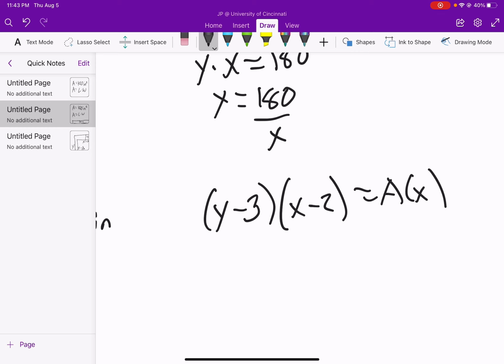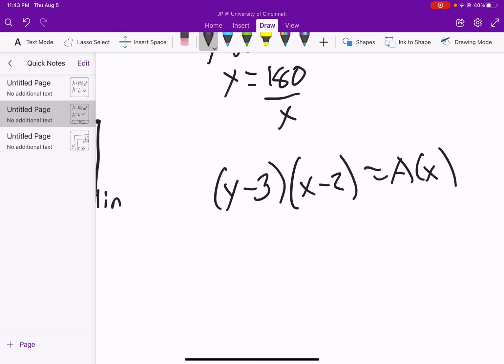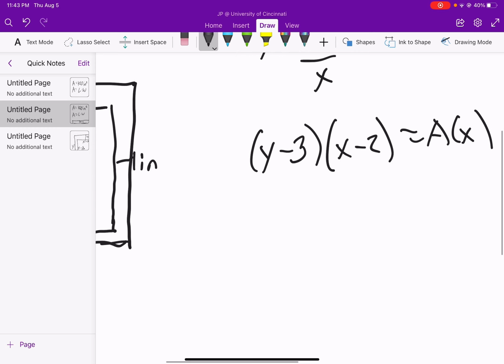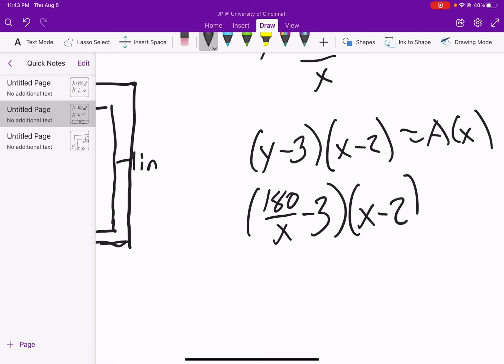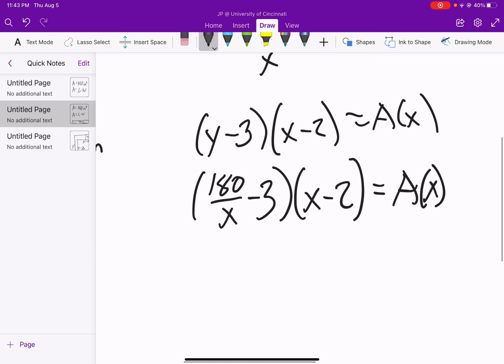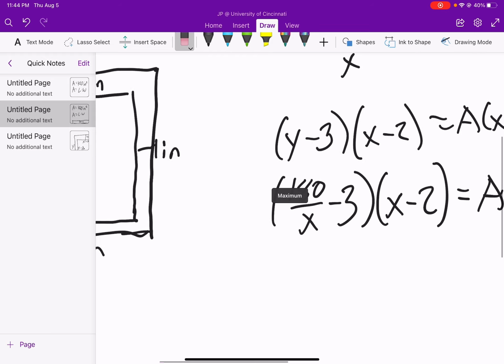And this is where this comes in, right? We got y equals 180 over x, so we can plug that in here. 180 over x minus 3 times x minus 2, and that's going to equal our area function. Great. All right. So what's the next step here? Well, we want to take the derivative of both sides of this equation and set that equal to 0. That'll give us the critical points of our rectangle here, which is the maximum and the minimum value.